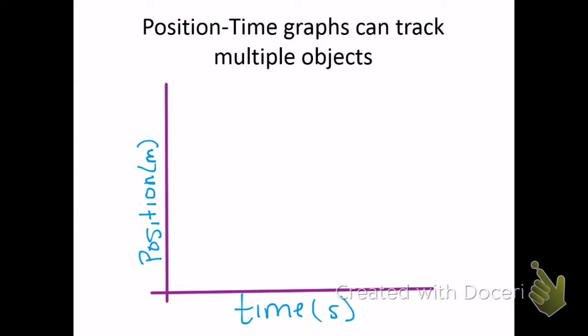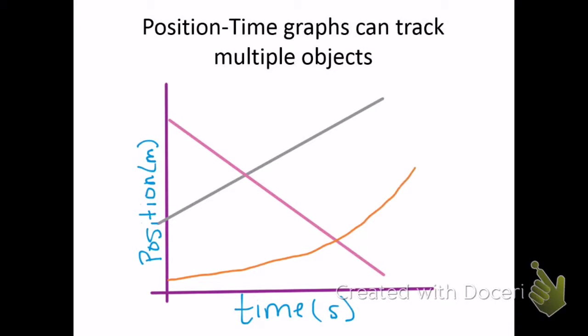We can look at one with a constant positive velocity. We can look at one with a constant negative velocity. We can even look at one with a small positive acceleration. We can look at one with a large negative acceleration. Alright, so we can look at more than one object. We can see how they interact. We can see how they compare to one another and all that fun stuff.